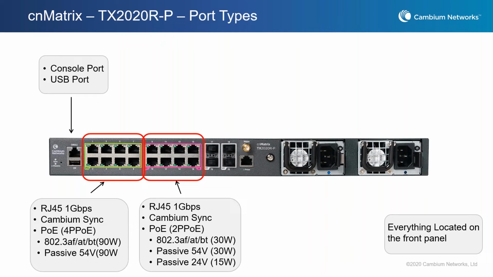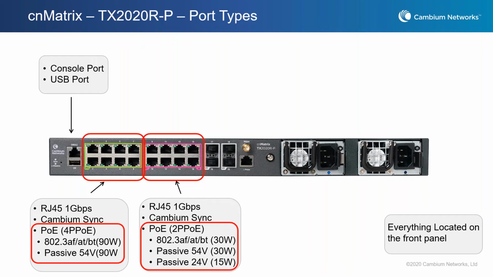All 8 support Cambium Sync, just like the first 8 ports. It's the PoE that makes it a little bit different, right? So on these 8 ports, we use 2-pair PoE, which is what you see on most switches. And with 2-pair PoE, we can support standards-based 802.3 up to 30 watts per device, which is very typical. Probably 90% of devices out there use 30 watts or less. We can deliver that 30 watts passively as well. But on these 8 ports, we also support the passive 24 volts.